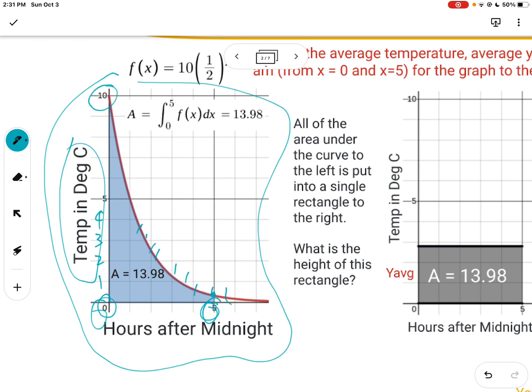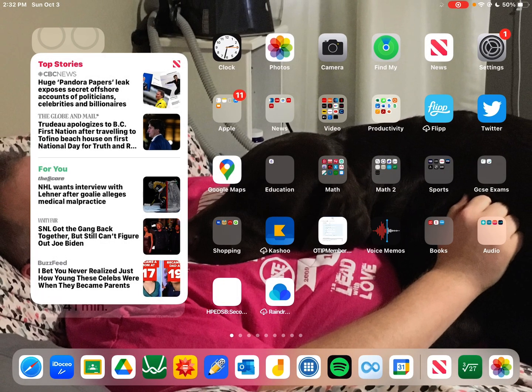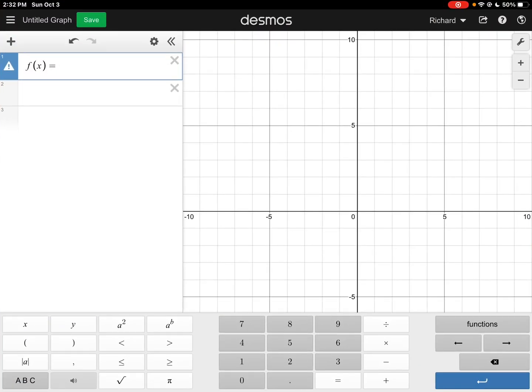So the way we're going to do this is we're going to figure out the area under the curve between 0 and 5, because that's when I want to get the average temperature. And I'm going to do that by using calculus, and that's called an integral. So the way that we're going to do that is on Desmos, and I'm going to give you a link to this. You're going to have your equation.